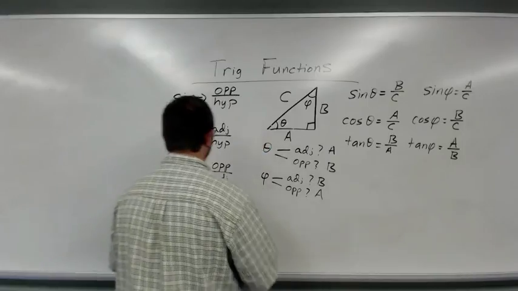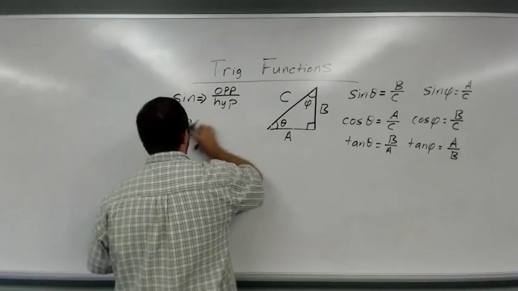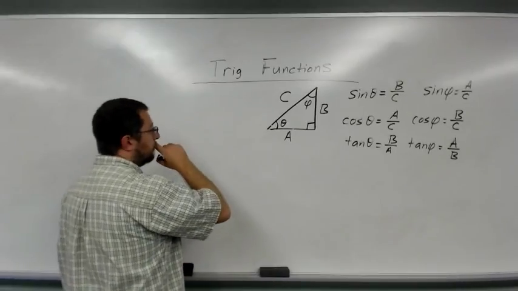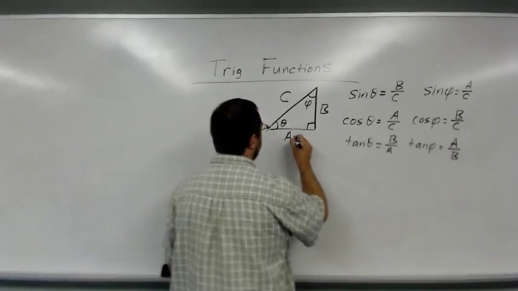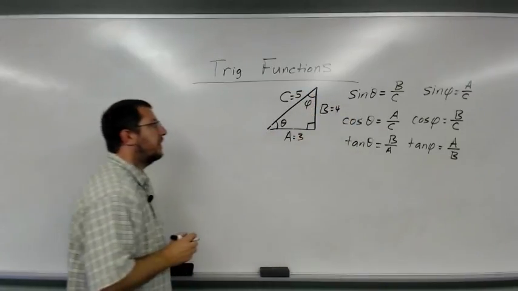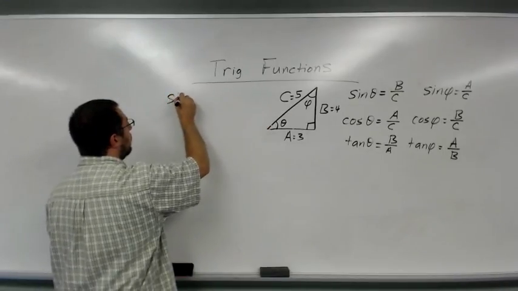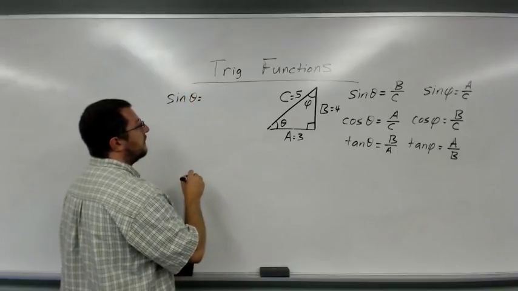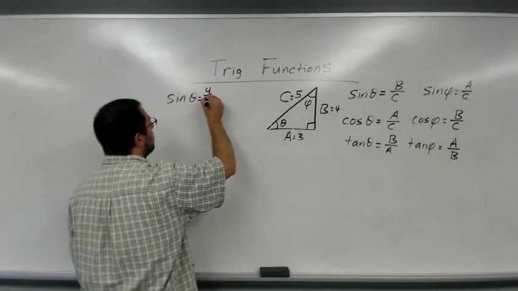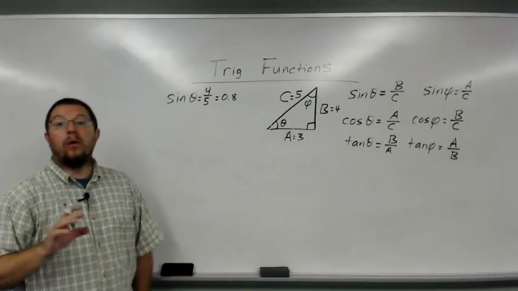Now, for an example, suppose that A is 3, B is 4, and therefore C is 5. Okay, a 3, 4, 5 right triangle. What's the sine of theta going to be? The sine of theta is going to be b over c, which is 4 over 5, or 0.8.